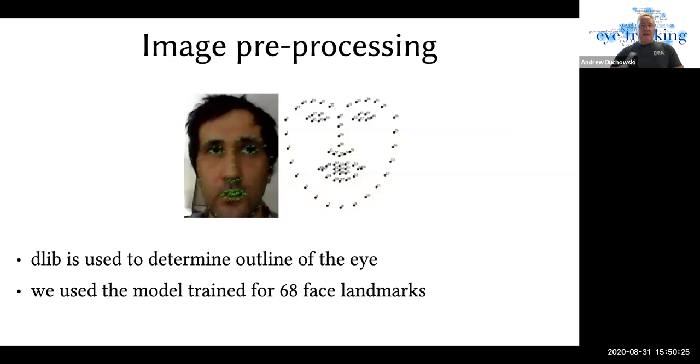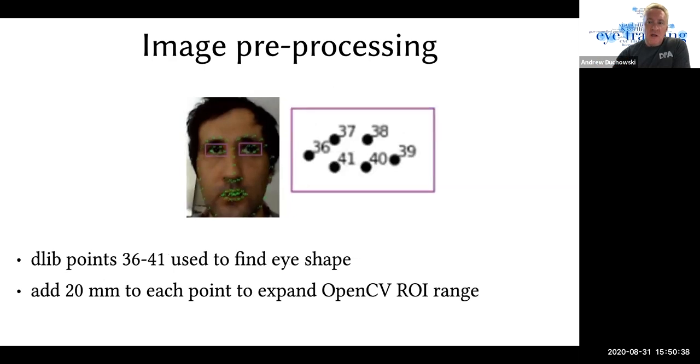Yeah, so 68 face landmarks is what we use from dlib. You can actually do some nice expression analysis here, which is kind of cool, but a slightly different topic. But what Ildar uses this for is specific points, the 36 to 41 points, to figure out where the eyes are.